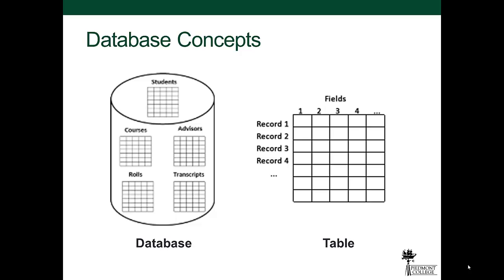In this illustration, the database is symbolized by a cylinder because it's a container which holds a number of different files or tables. The tables in this database are named students, courses, advisors, and so on. An individual table is composed of rows and columns. The columns represent the individual data items like last name, first name, telephone number, and the rows represent individual records. If the table on the right were a student table, row 1 would be student number 1, row 2 would be student number 2, and so forth.